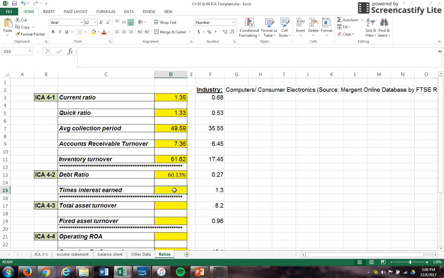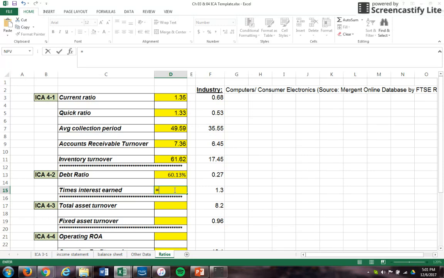The second ratio we're going to look at for ICA 42 is times interest earned. In essence, this is how many times our EBIT, our earnings before interest and taxes, covers just the interest obligation. If we get into financial distress and can only cover our interest obligation on our debts, how many times can we do that? To find that, we look at our EBIT, our operating income, and divide it by our interest expense.